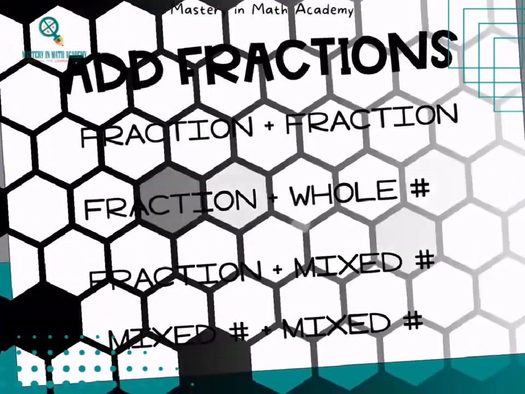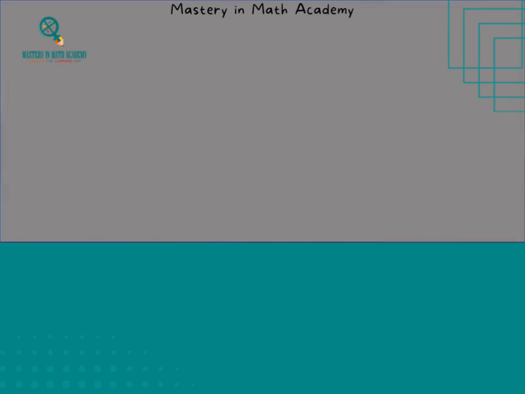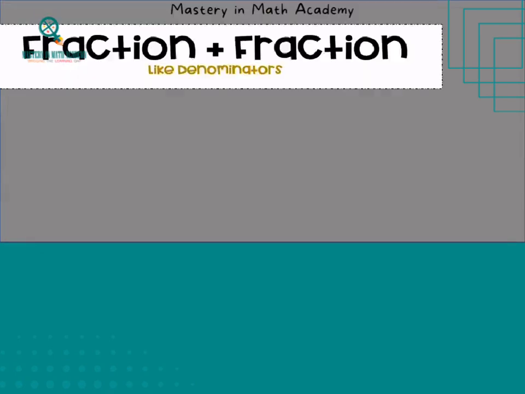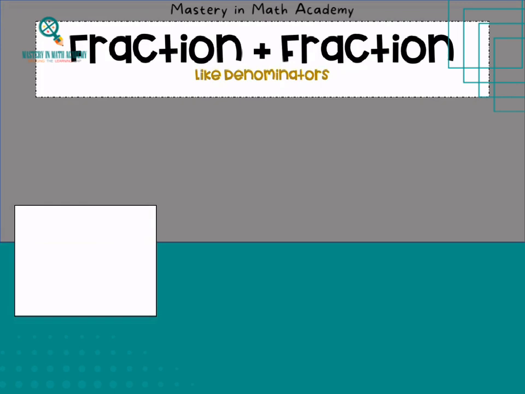We're going to look at a couple of examples where we add fraction plus fraction with like denominators. This means that your denominators are going to be the same. And yes, this is the easy part. So let's look at it.